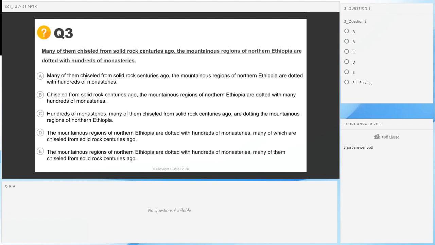3, 2, 1, 0. All right, I'm closing the poll here. Any last minute takers? You want to click on any answer choice and move on then? No? Yes? Okay, there I end the poll.